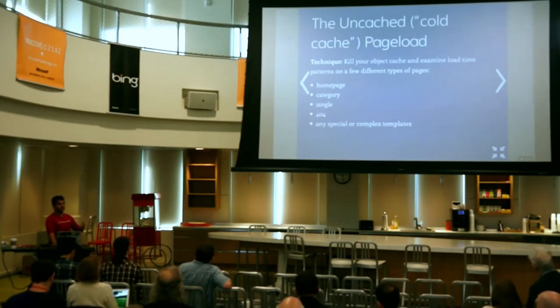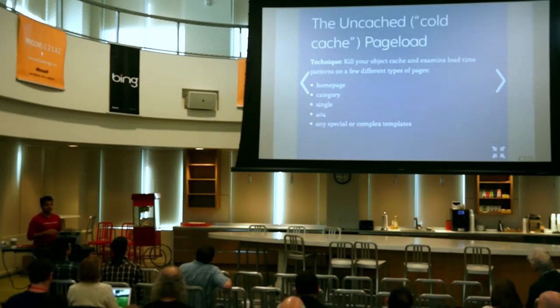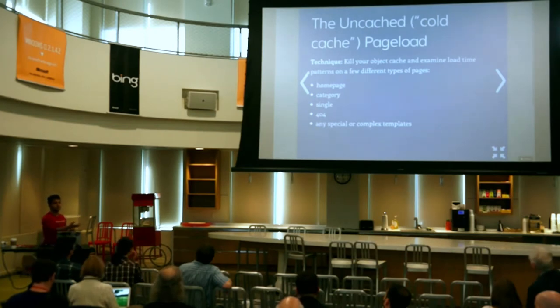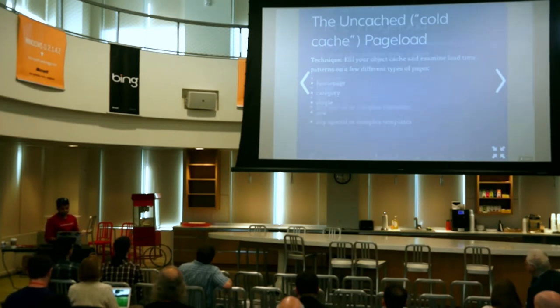The simplest technique for that is basically just to kill the cache. So if you're using something like memcached, kill the cache and see how fast different pages load on your site. Things like the homepage, category, single, or complex or special templates that you have, see how they perform without a cache, right? And once you've optimized as much as you can, that's when you start to add caching on top of that, right? Once you've optimized queries and code as much as possible, and you notice that something is still taking a bit of added weight, that's when you can add caching on top of it to make it faster.